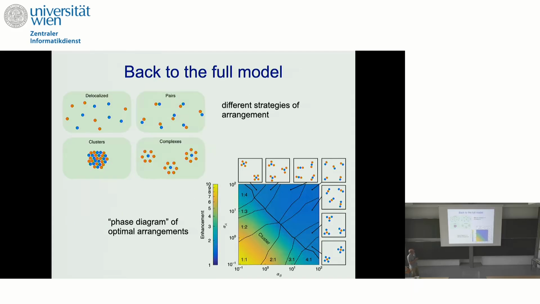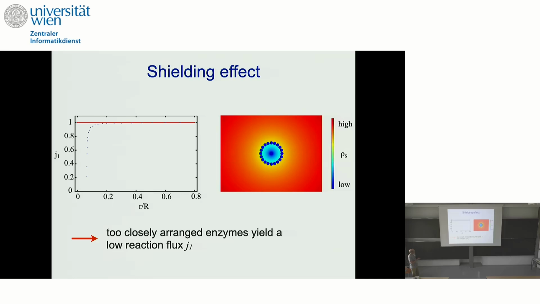Okay, so let's now go back to the full model. So we have this phase diagram of the optimal arrangements. We see the basic phenomenon along this axis, the transition from clustered to non-clustered configurations. But then let's also look at the true optimum. There are additional effects in this discrete particle system that we don't have in this mean field description. I probably need to speed up.